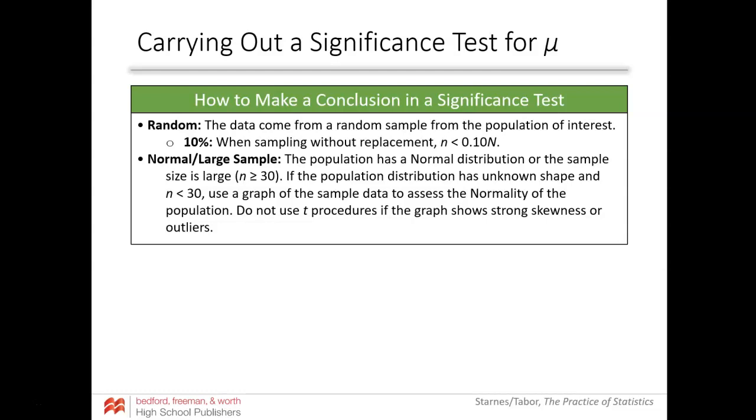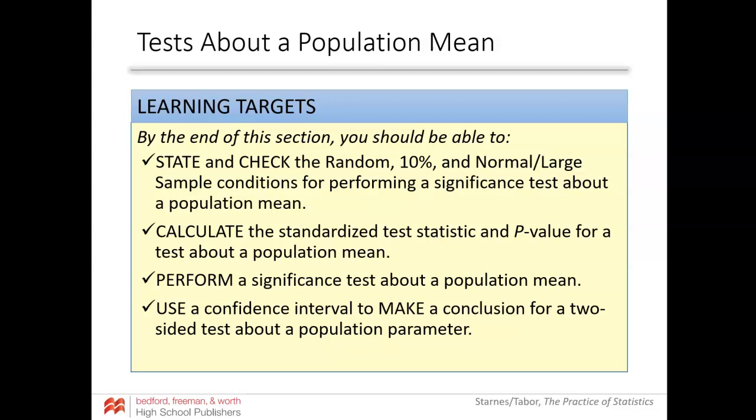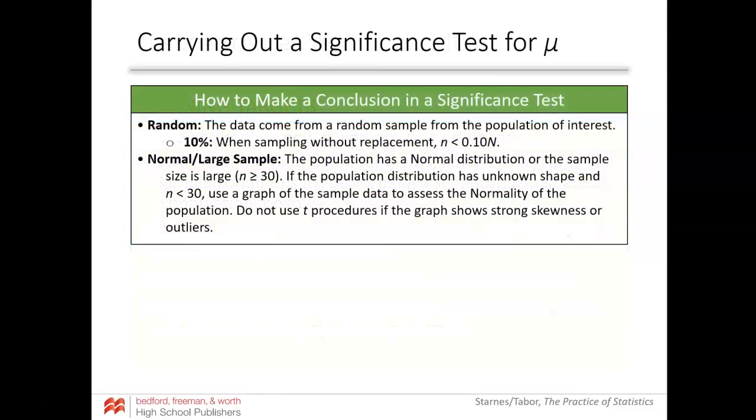All right, so we're going to be carrying out significance tests for mu. I should have gone back to the targets here. We're going to state the name of the test and check the conditions. We're going to calculate standardized test statistics and find p-values, so we can carry out a test about the population mean. Then we carry through the entirety of the significance test and make a conclusion at the end to determine if we like what we see. We're also going to compare that to confidence intervals and how two-sided hypothesis testing does the same idea as a confidence interval, but gives us a little more and frankly better information.